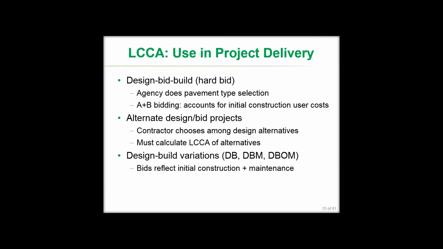Alternate design or bid projects, the contractor is allowed to choose from design alternatives. They may be different material types or not, and you must calculate the life cycle cost of these alternatives, and that life cycle cost is then used in the decision process. And then finally, there are variations of design build, such as design build maintain, design build operate maintain, where bids to do the project necessarily reflect the initial construction cost, but they also have to account for maintenance and everything else that goes on over the life of operation and maintenance. So you can use life cycle cost analysis in the project delivery mode.